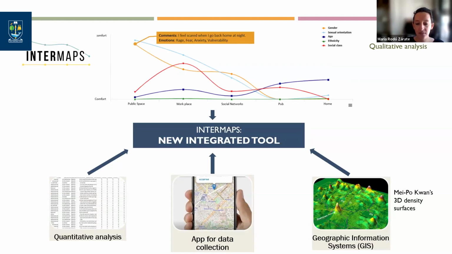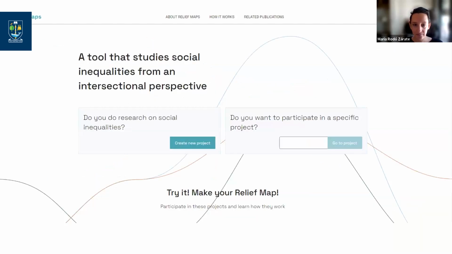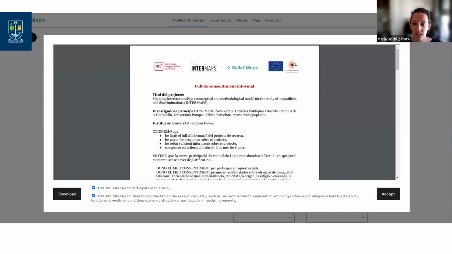So after asking the profile information through the Apple image, this is the new website of the relief maps. First, there's the information sheet and the informed consent, where any researcher can upload their own PDF with all the information and the specific consent that they want from their participants.